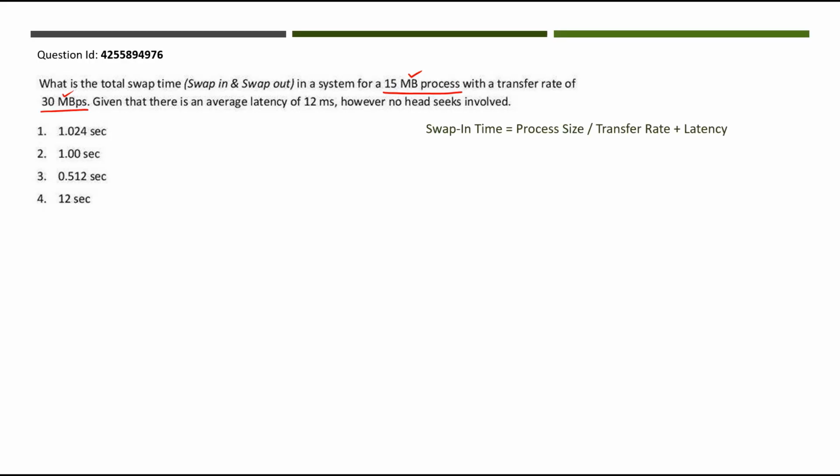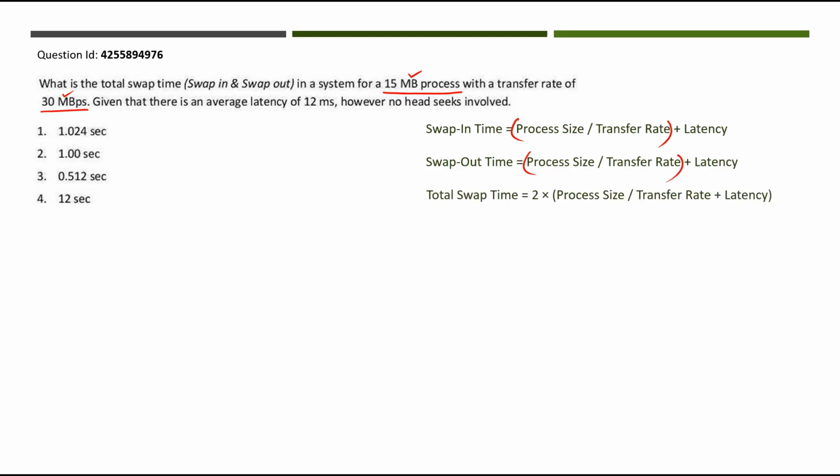Now we will just see what is the swap in time formula. Process size divided by transfer rate plus latency. So this has to be calculated first and then you have to add latency. What about swap out time? It is the same formula. Then how will we take total swap time? It is swap in time plus swap out time, or you can take it in other way as twice the swap in time or twice the swap out time, because both are going to give you the same formula.